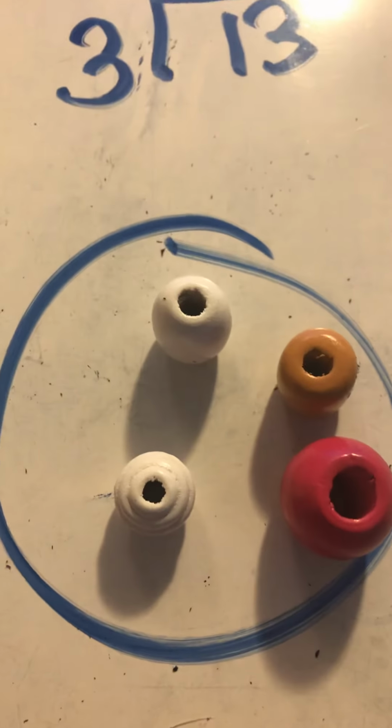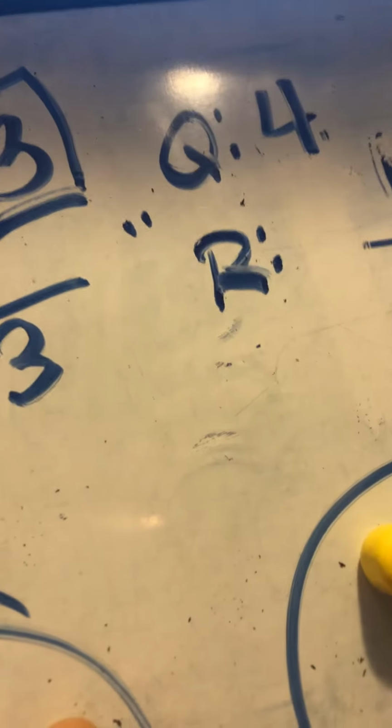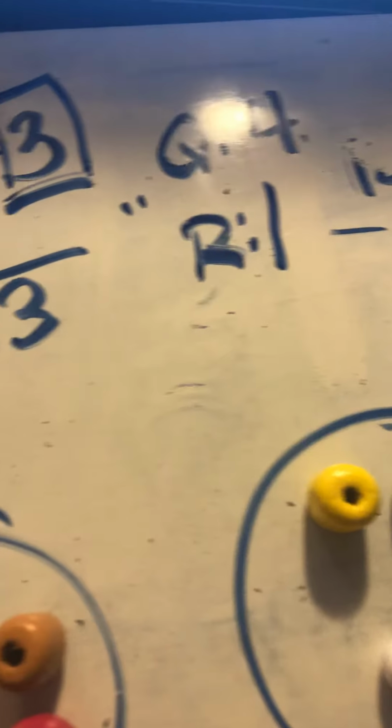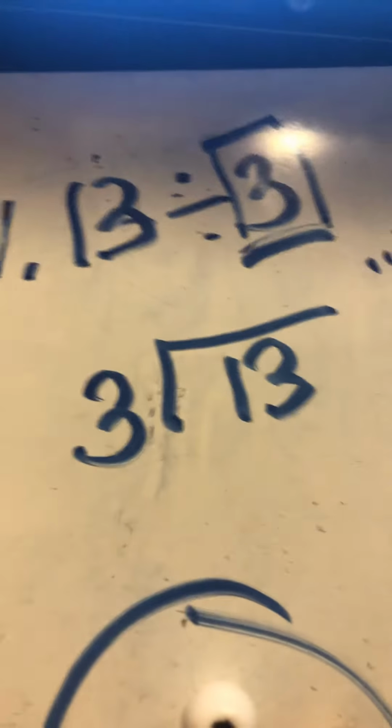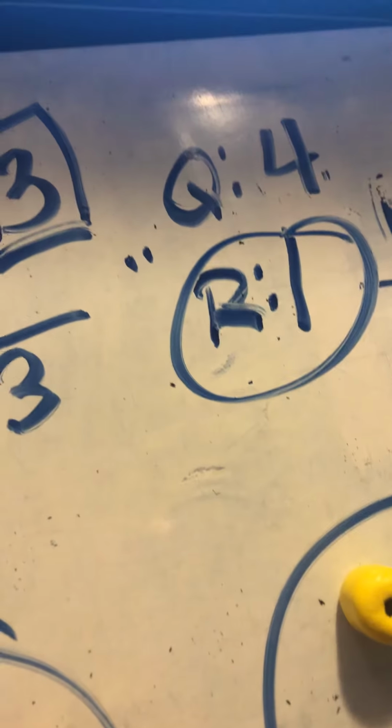How many are in 1 circle? There are 4, so my quotient is 4. How many are remaining? 1. So my remainder is 1. So now, guys, you're doing division. 13 divided by 3 is 4 with a remainder of 1.